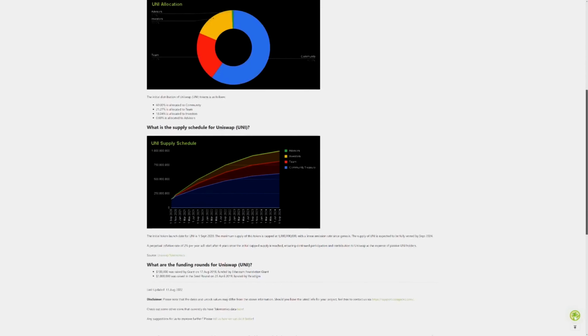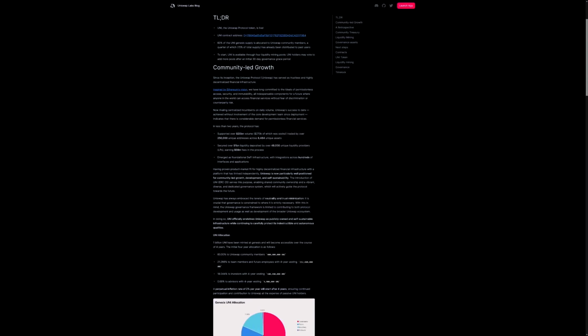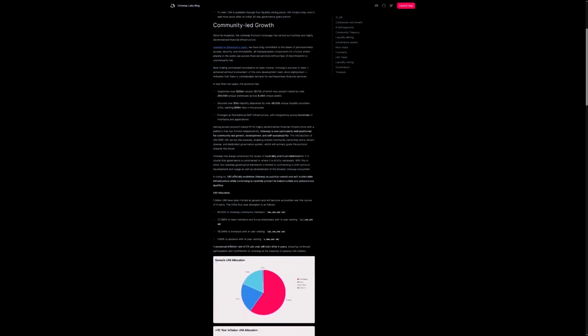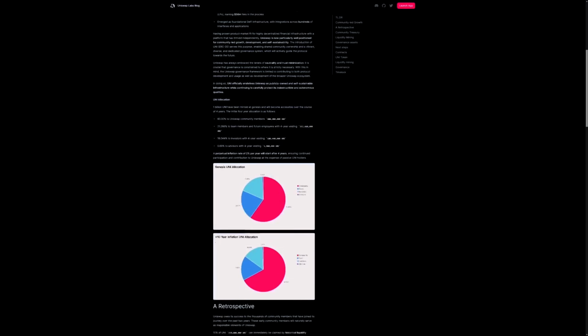Let's take, for example, Uniswap token distribution. So, initially, a total of 1 billion Uni tokens were minted. The distribution of these tokens was designed as follows: 60% to the community, about 600 million Uni, 21.51% to team members and future employees, it's about 200 million Uni, 17.8% to investors, it's 178 million Uni, and 0.69% to advisors, 6.9 million Uni.